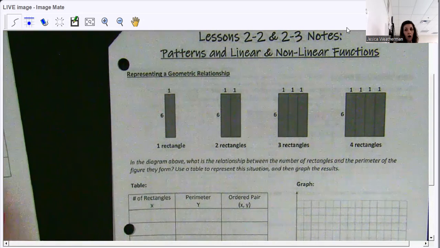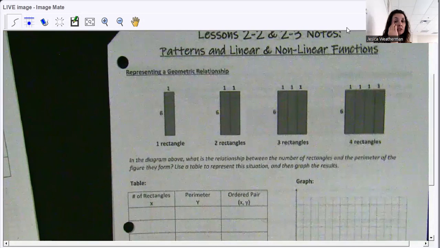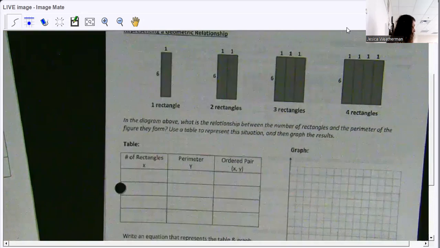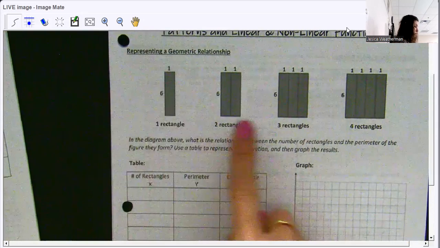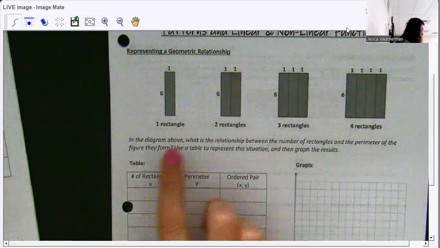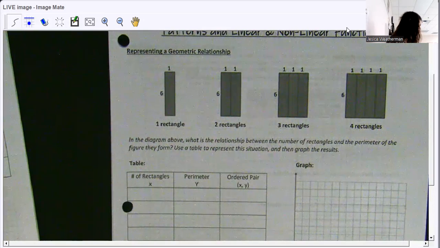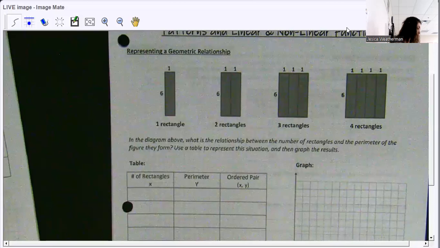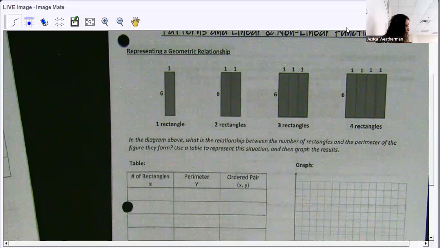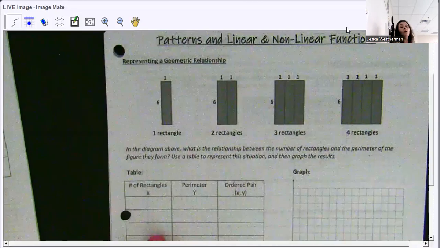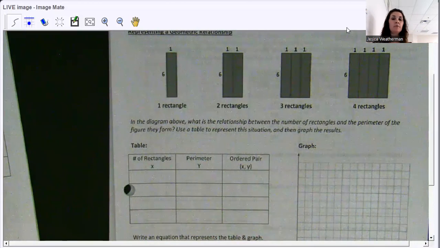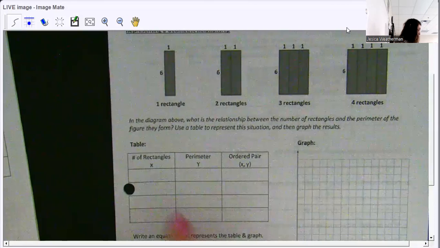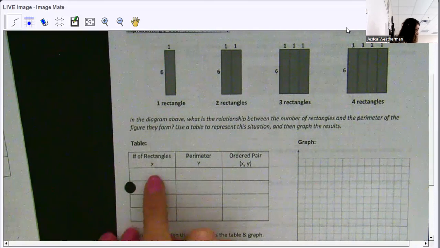This actually is one big problem on one big page. So we're going to represent geometric relationships. We have rectangle 1, 2, 3, and 4, or image 1, 2, 3, and 4. And it says, in the diagram above, what is the relationship between the number of rectangles and the perimeter of the figure they form? Use a table to represent the situation and then graph the results. So here we're going to use a table, and we're going to be able to look at it and see if it is a function or a non-function, okay? We're going to look at the number of rectangles.